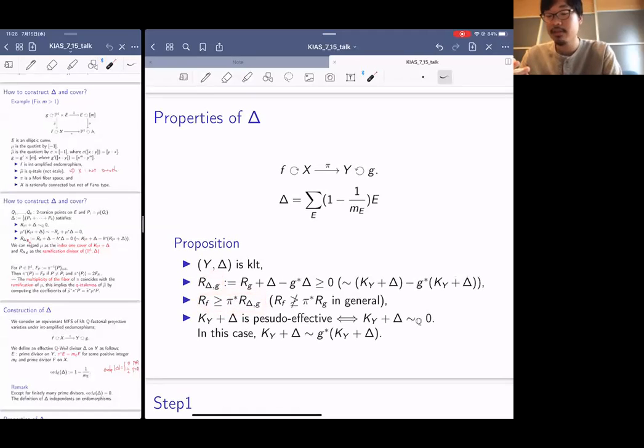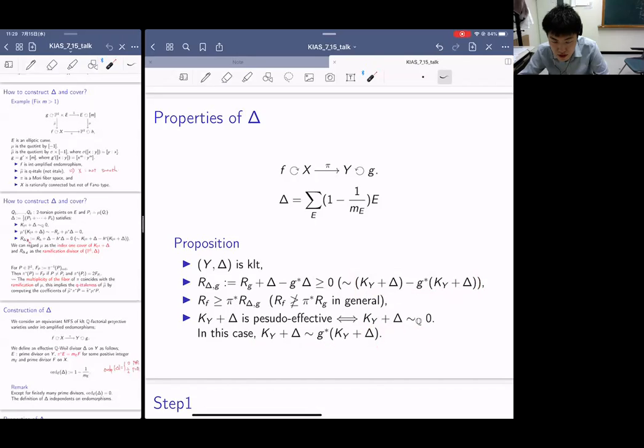Okay. And considering this notion, we have this inequality. The ramification divisor of F contains the pullback of the ramification divisor of the pair. We note that in general, the ramification divisor of F does not contain the pullback of the ramification divisor of G. So we need to consider the ramification divisor of the pair. And K_Y plus delta is effective if and only if K_Y plus delta is linearly trivial, because this divisor has an effective member. Okay. So in this case, K_Y plus delta is linearly equivalent to the G pullback of K_Y plus delta.